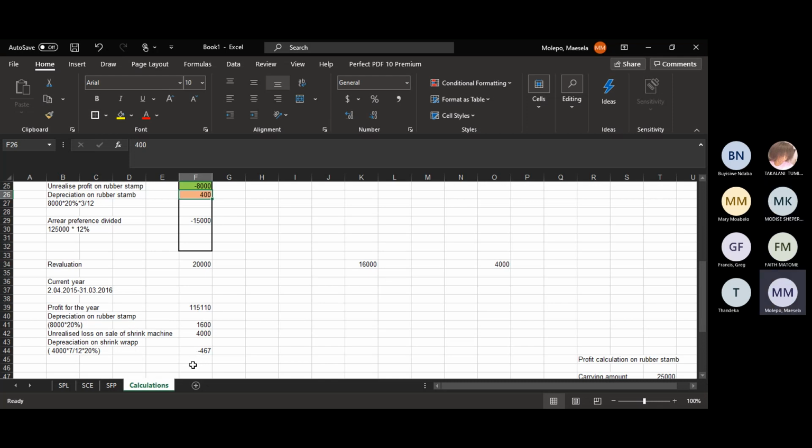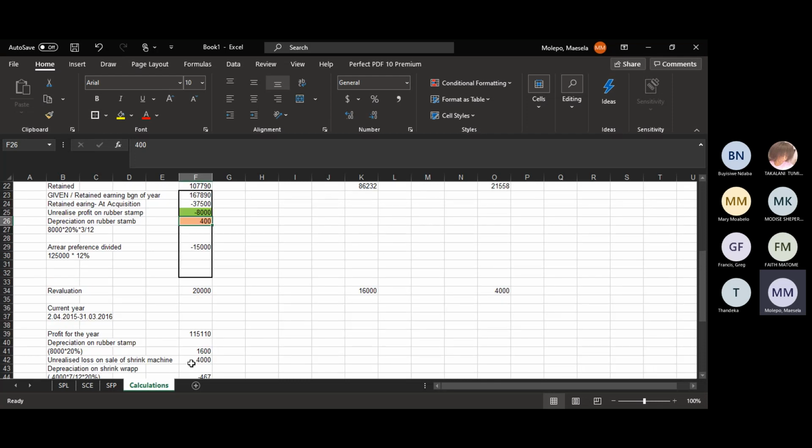So it's most important to note whether you are making a profit or a loss. If you are making a profit, its depreciation will be recorded as a positive figure. Remember, you have to check whether the profit was realized or unrealized. If it was realized, then the depreciation is recorded as a minus figure. So it's important to check whether it is realized or unrealized.